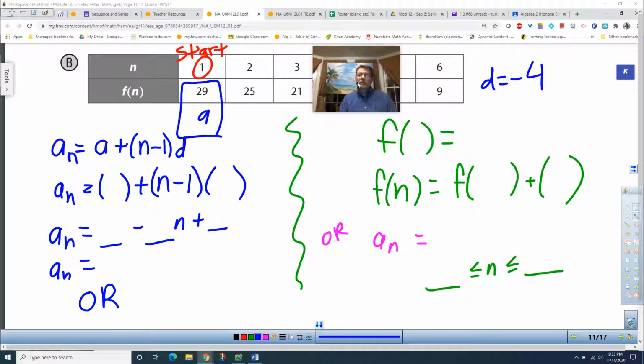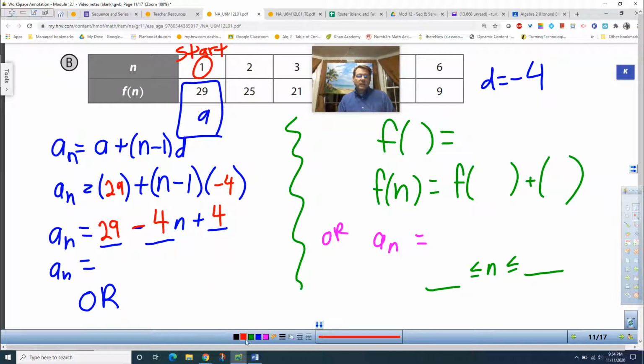I'll put myself over here where you can see what's going on. All right, where do we start at? 29. What's our pattern? Negative 4. And it's n minus 1 because we're starting at 1. If that was at 0, we would drop the 1 or put a 0 there. It would be the same thing. Okay, so this is going to be 29. Then negative 4 times n is negative 4n. And then negative 4 times negative 1 is positive 4.